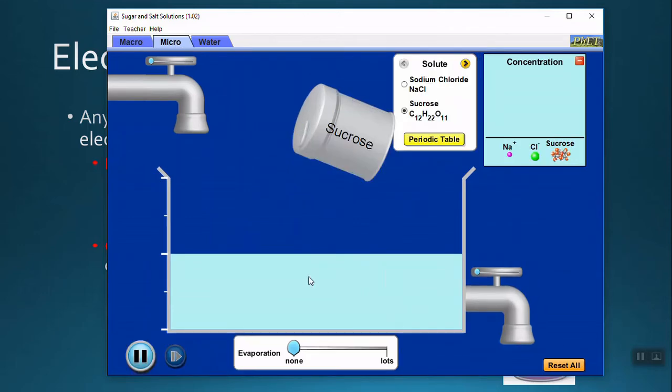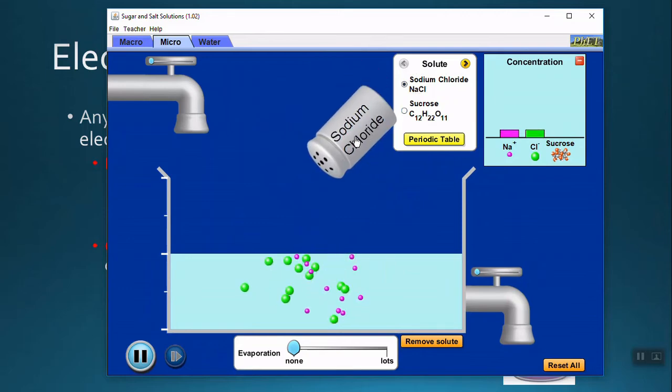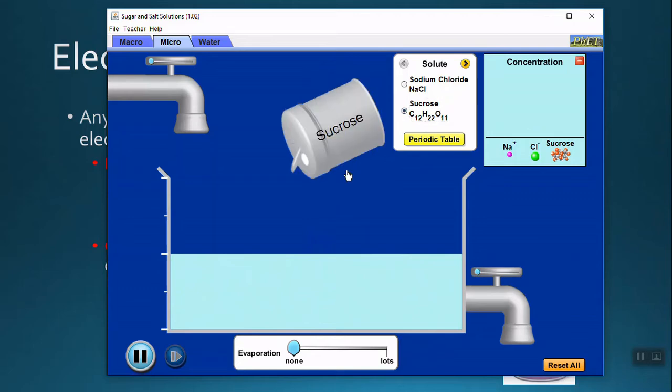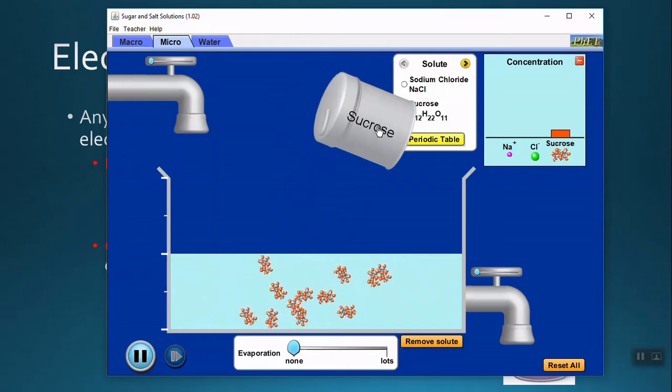Now I want to show you this on a micro level. So for example, sodium chloride, put some sodium chloride in there, and you see that once it hits the water, it separated completely. You have your sodium ions, which are pink, or the smaller ones, and then your chloride ions are the green ones, or the bigger particles, and there's complete separation. So that's complete dissociation, okay? Whereas sugar, if I dump that in there, you see that there's no separation at all. It stays together, okay? So no separation, no dissociation. All right.